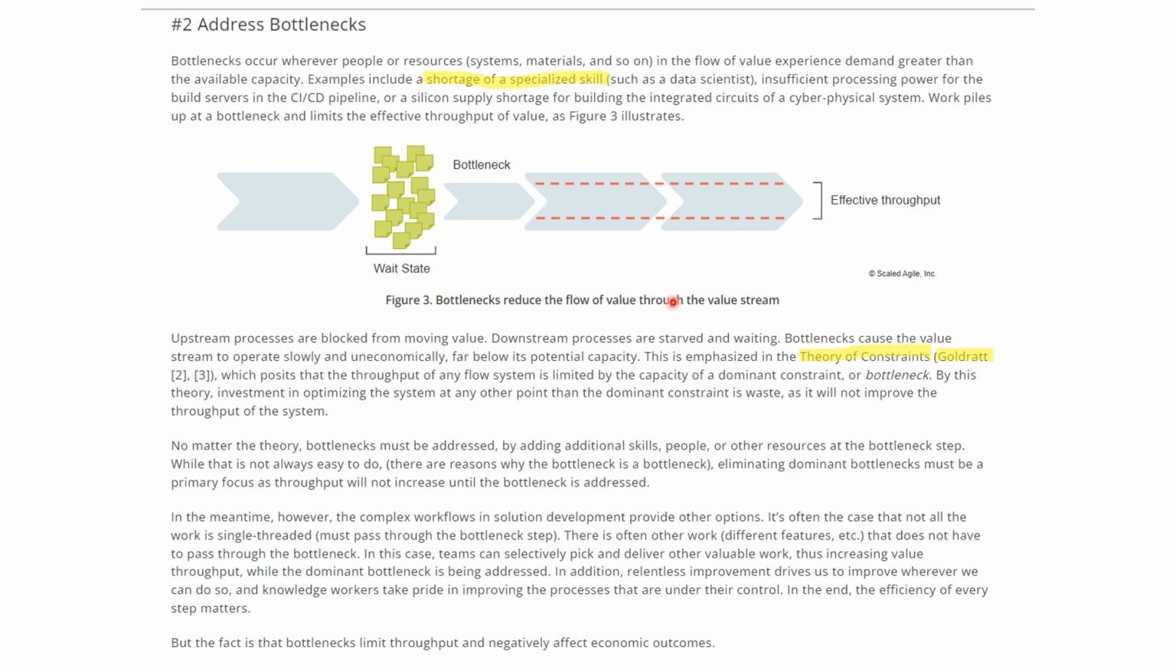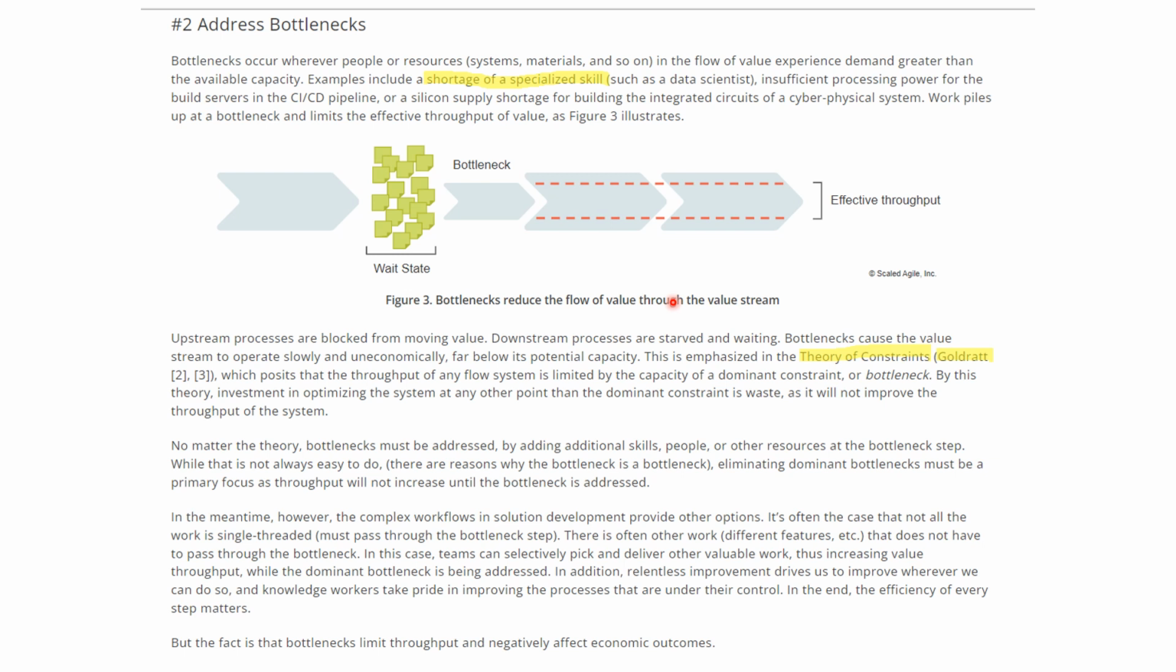In the meantime, however, the complex workflows in a solution development provide other options, right? It's often the case that not all the work is single threaded. Not all the threads can pass through the bottleneck step. So there is often other work, different features, that does not have to pass through the bottleneck, right? In this case, the team can selectively pick and deliver other valuable work, increasing the value throughput while the dominant bottleneck is being addressed, right?